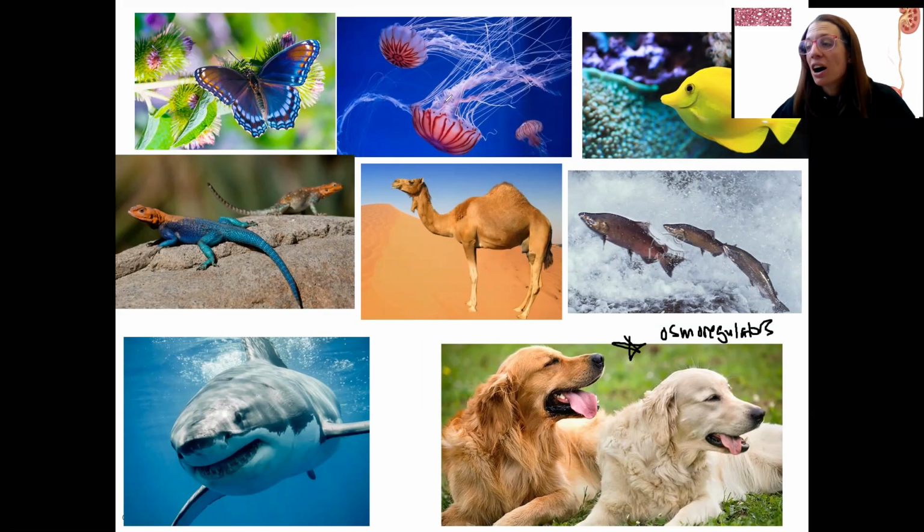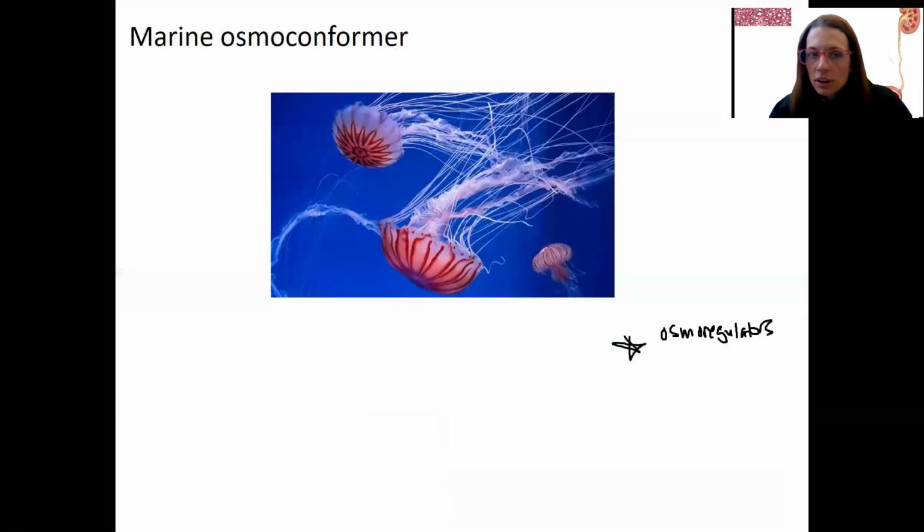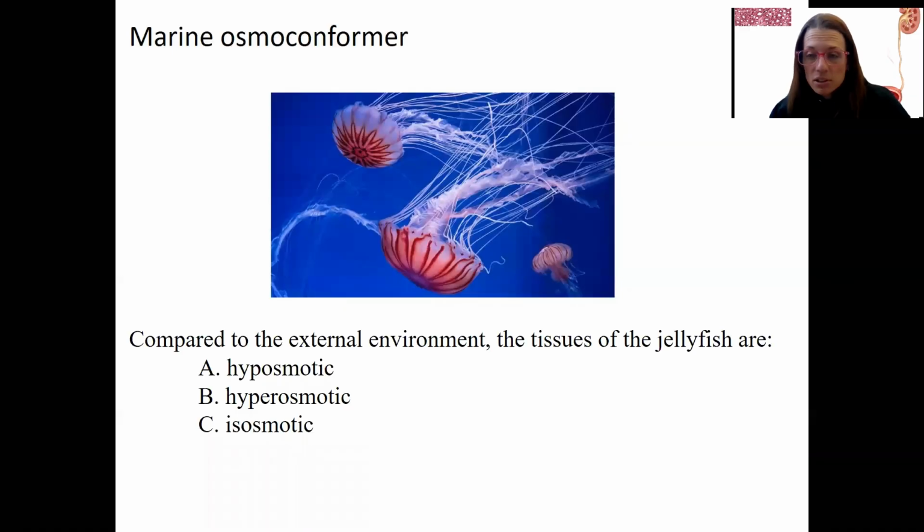Jellyfish are osmoconformers. So they conform to their external environment. Let's actually look at them quick. So here is what's called a marine osmoconformer. Compared to the external environment, what are the tissues of this jellyfish? If it's a conformer, it's going to conform to the outside environment. The outside environment is very salty, right? This is a marine organism.